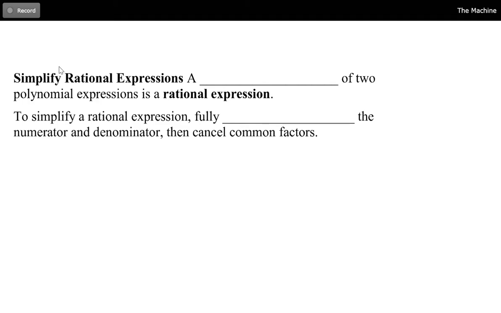Everybody. Today I want to talk about simplifying, multiplying, and dividing rational expressions. So we're going to be doing some thinking, so get yourself some paper and pencil, because when you think you should be writing, and when you're writing, let's definitely think.